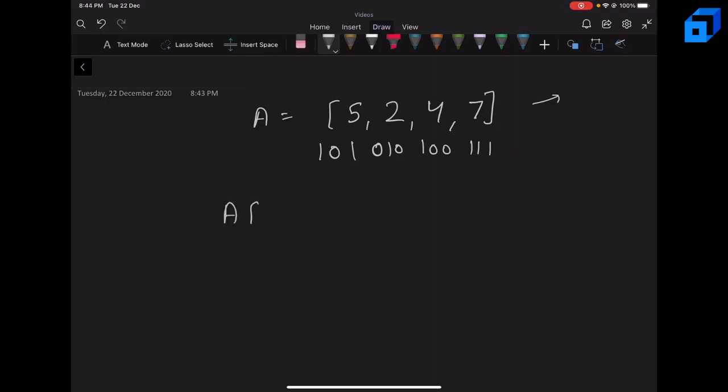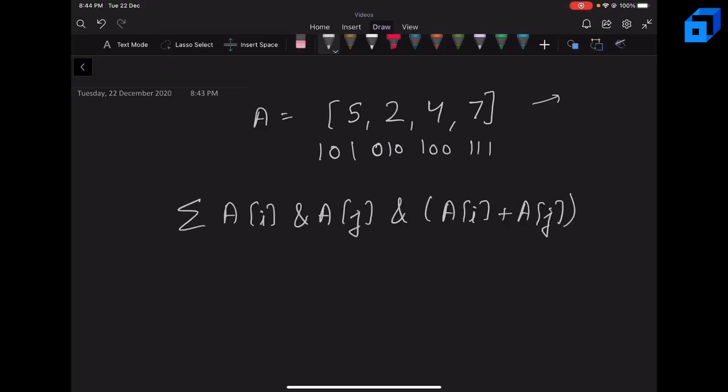So our cost function is, we need to find the sigma of (ai AND aj) times (ai plus aj). Obviously we could do this in O(n^2) by iterating over all the pairs i, j and finding the sum. Now, the beautiful thing about bitwise operations is that we can treat each bit independently. So now let's find the answer for the ith bit. How much will the ith bit contribute to this sum?